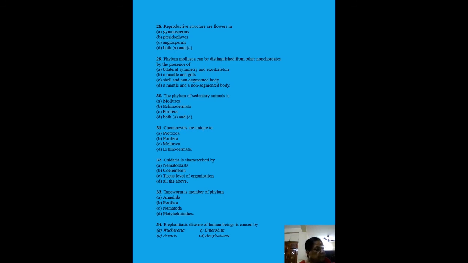Next, reproductive structure of flowers in angiosperm. Phylum Mollusca can be distinguished from other non-chordates by the presence of mantle and non-segmented body. Then phylum of sedentary animal is phylum Porifera. Then choanocytes are unique to Porifera. Structure called choanocytes are present in Porifera.